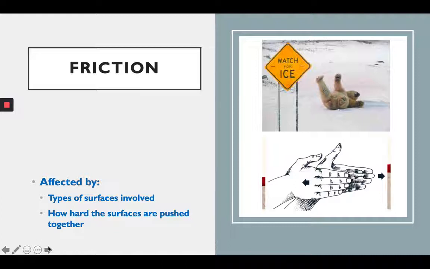Types of surfaces involved, right? We talked about this with the Port Bear. Ice is slippery. Ice, therefore, we probably already knew, has very little friction, so it's very easy to slip and fall on a smooth surface because it doesn't have very much friction. When we think about things like carpet or concrete or just asphalt, those are rougher surfaces. Those have more friction. Those are harder to slip and fall on.